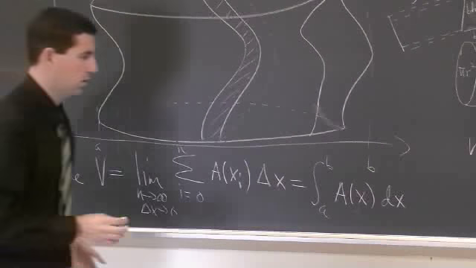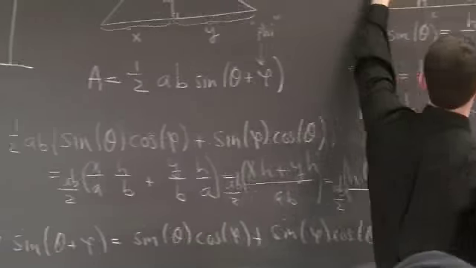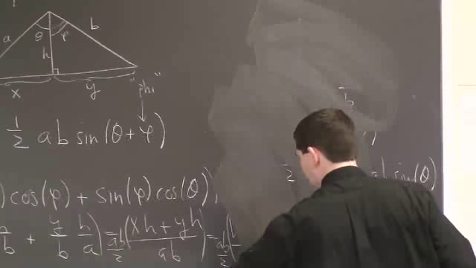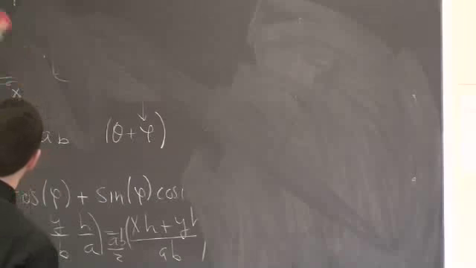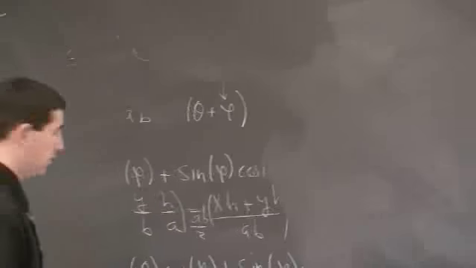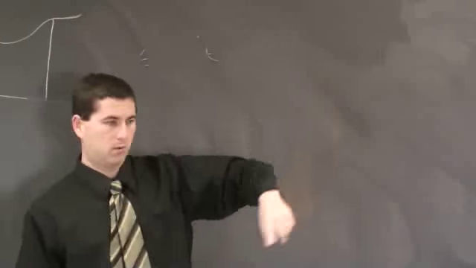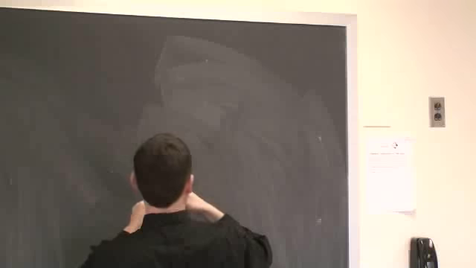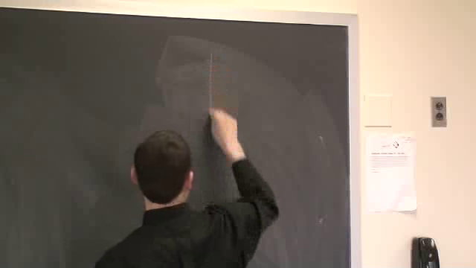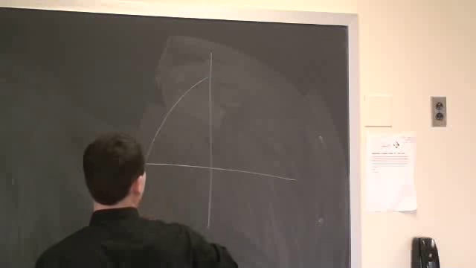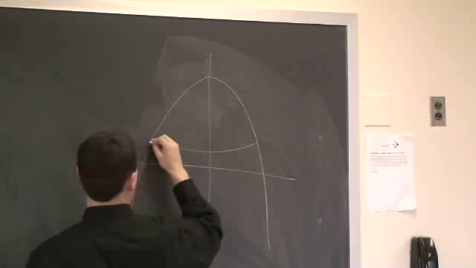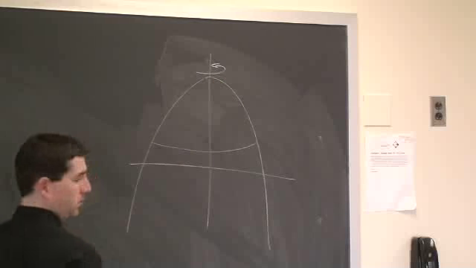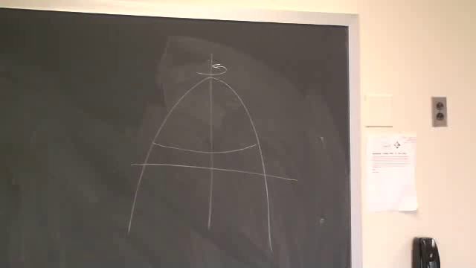Now, what have we been doing all this time when we did all these shell methods and disk methods and so forth? Well, with the disk method, we were drawing disks. We were approximating our, say we have our function. And so we're going to rotate this around an axis.